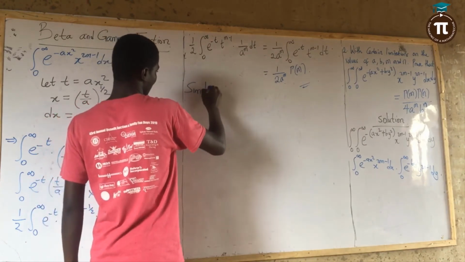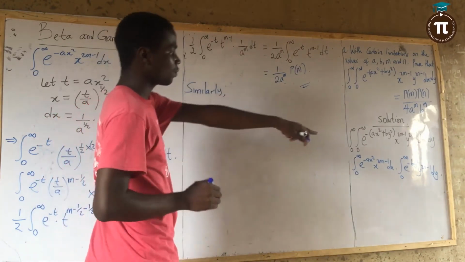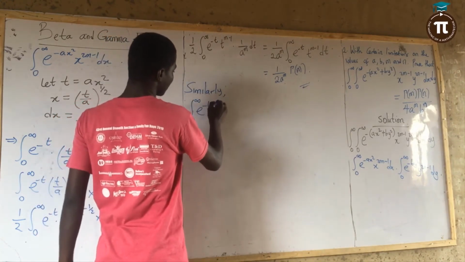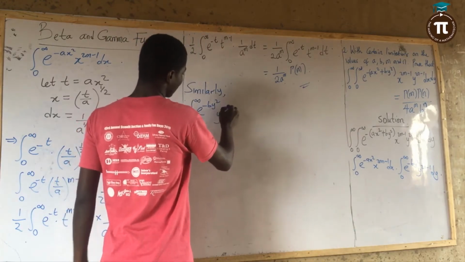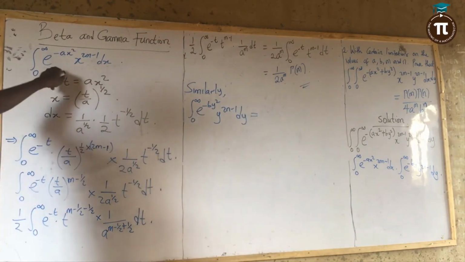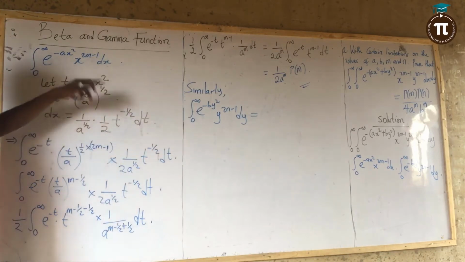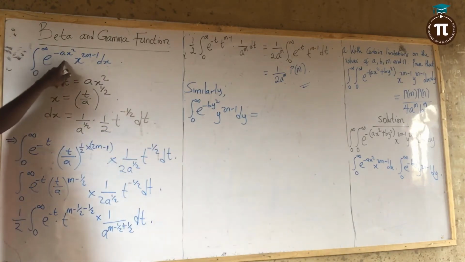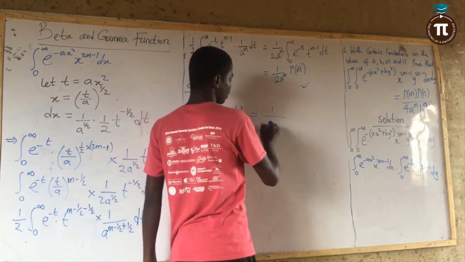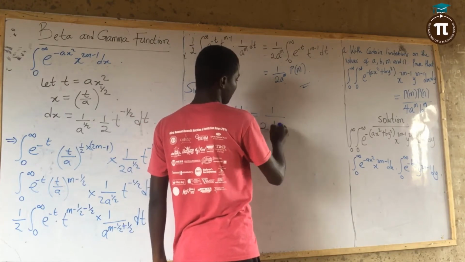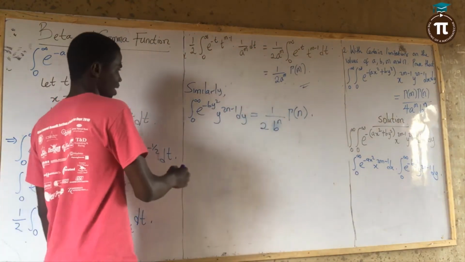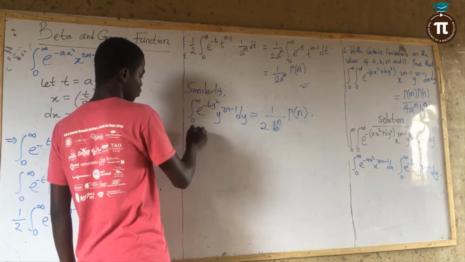Similarly, I will do for integral from 0 to infinity of e raised to power minus b y squared, y raised to power 2n minus 1 dy. I don't need to solve for this one again because what I did here and what I have done here, they are the same. I just need to replace a with b, and m with n. So replace it here. This one will also be 1 over 2b raised to power n gamma of n. So therefore, our final answer will be the multiplication of the two.